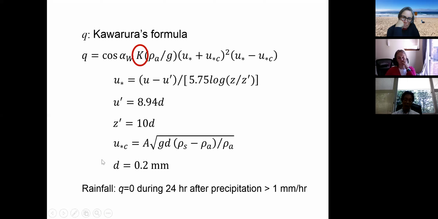As for the rainfall, we assume that the aeolian sediment transport rate is 0 during the 24 hours after precipitation larger than 1.0 millimeter per hour.